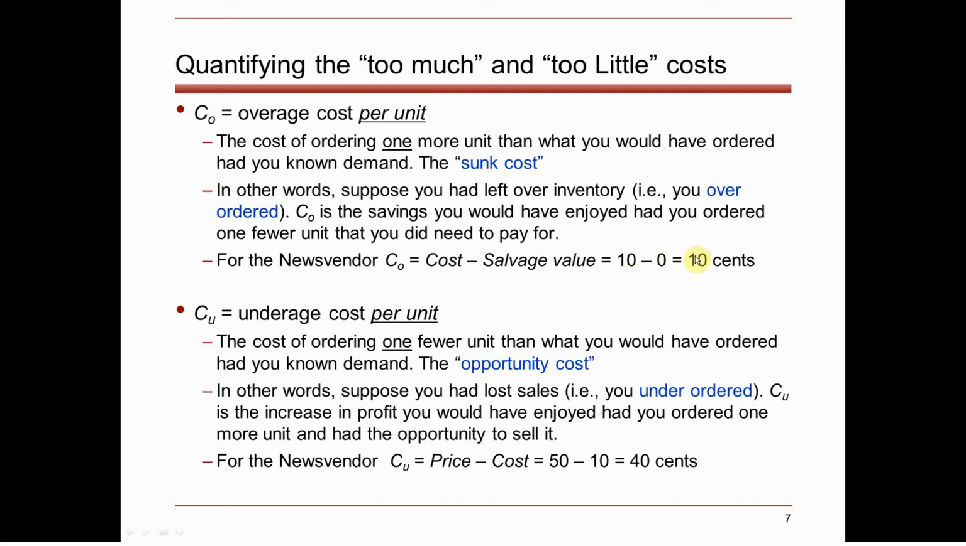Therefore, the overage cost per unit is 10 cents. Now, CU, the underage cost per unit, it's the same thing. Again, it's the cost of ordering one unit fewer than we would have ordered if we had known the demand.